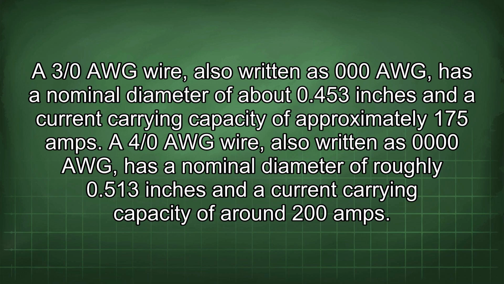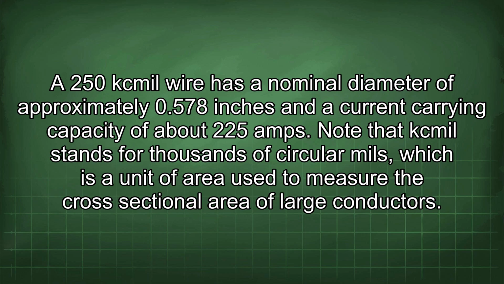A 3/0 AWG wire, also written as 000 AWG, has a nominal diameter of about 0.453 inches and a current carrying capacity of approximately 175 amps. A 4/0 AWG wire, also written as 0000 AWG, has a nominal diameter of roughly 0.513 inches and a current carrying capacity of around 200 amps. A 250 kcmil wire has a nominal diameter of approximately 0.578 inches and a current carrying capacity of about 225 amps.